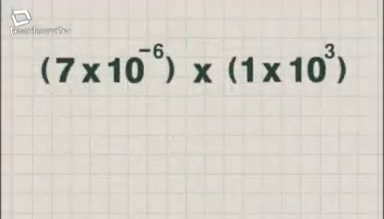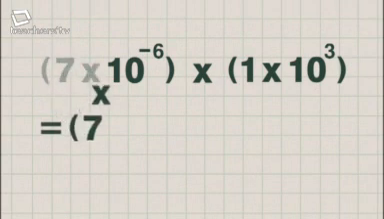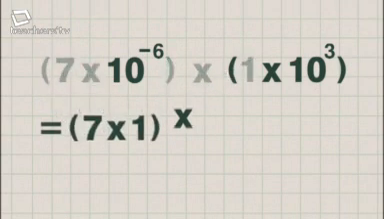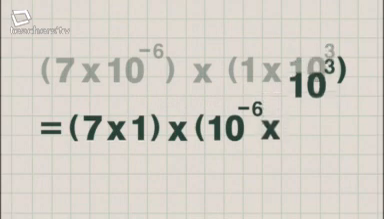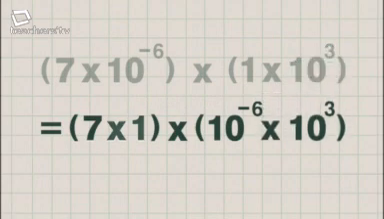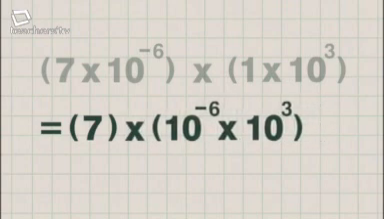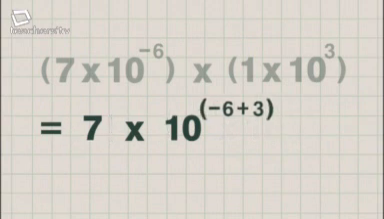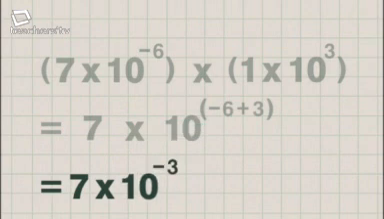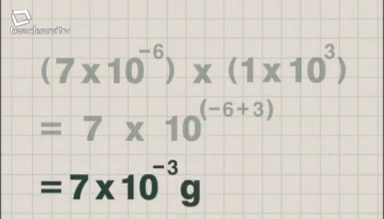First, you need to rearrange the sum, grouping the ordinary numbers together and the powers of 10 together. Next, multiply the front figures to get 7. And then deal with the powers of 10. This is where you need to take care. When multiplying powers, you add them. In this case, that means adding negative 6 and 3, which gives a final answer of 7 times 10 to the power of negative 3 grams.